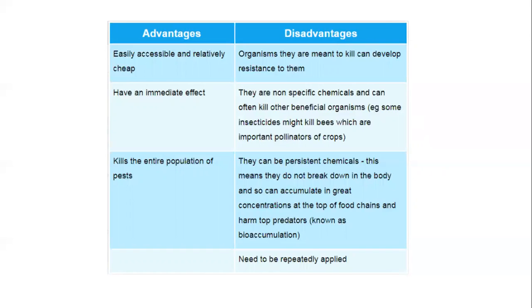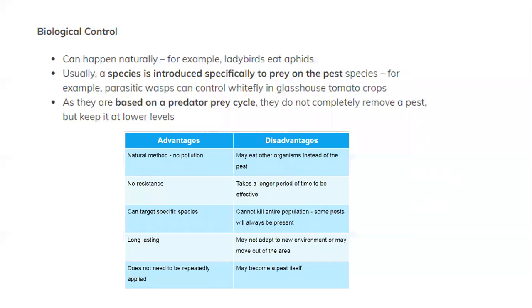When we apply these pesticides for a long time period, organisms can develop resistance towards them. And also, they are non-specific chemicals and often kill some beneficial organisms such as earthworms. They can be persistent chemicals, POPs, persistent organic pollutants. So they are highly toxic and they can remain in the environment for a long time period. And they need to be repeatedly applied.